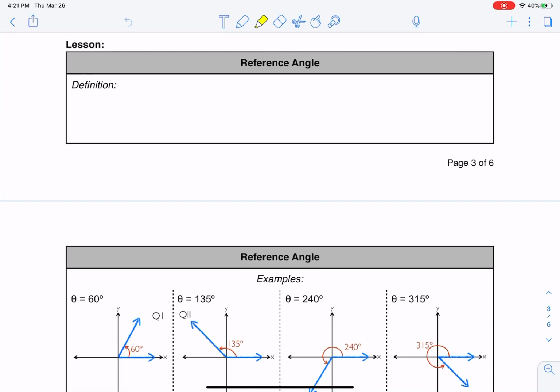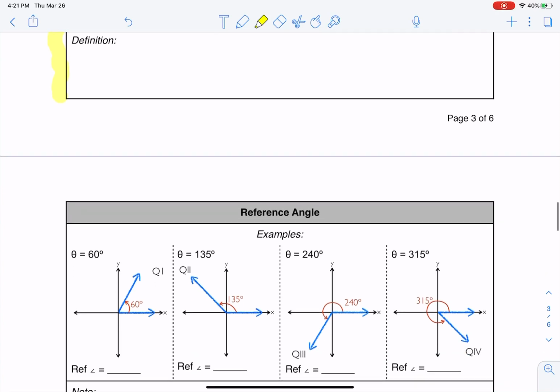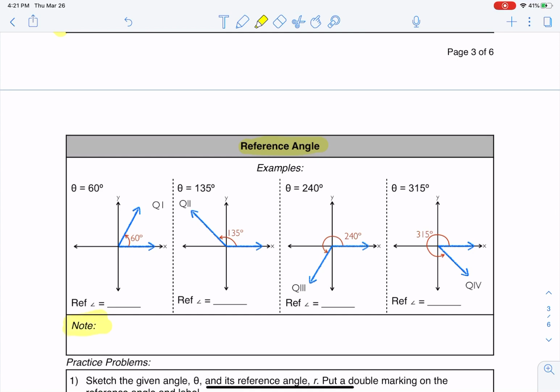In this video we're going to go over reference angles, which appear on pages 3 and 4 of today's lesson. I'm going to transition over to the slideshow, but we will look at a definition for reference angles, and then we'll go over some examples of reference angles. And there's an important note for you to make during the slideshow portion of the lesson.